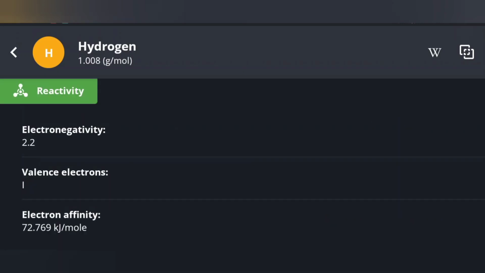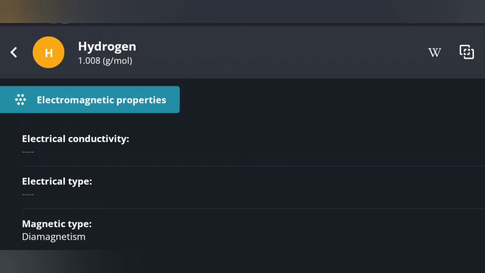Now discuss the reactivity. Electronegativity is 2.2. Valence electrons are 1. Electron affinity is 72.769 kilojoule per mole. Now discuss the electromagnetic properties. Magnetic type is diamagnetism, meaning hydrogen is diamagnetic because in the hydrogen molecule electrons are in pairs.